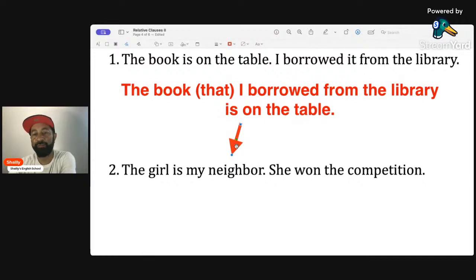The girl is my neighbor. She won the competition. Can you make a sentence where you join those two sentences? All right, so we've got the girl is my neighbor. She won the competition. Let's join these.